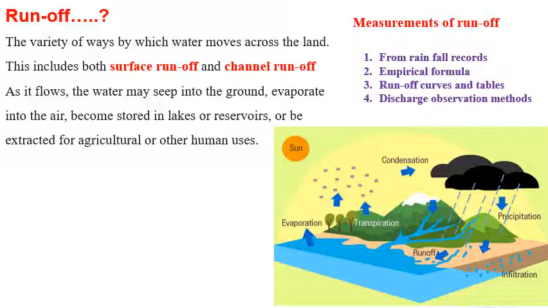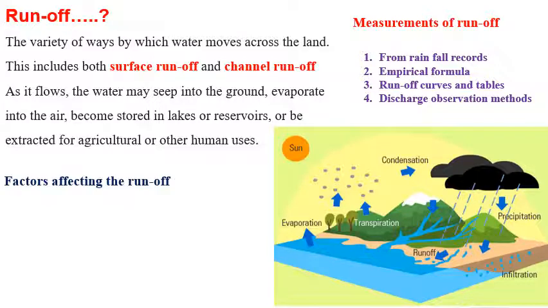Then the discharge observation method: by actual measurement of discharge at an outlet of a drainage basin, the runoff over the catchment can be computed, and based on that we can measure the runoff.